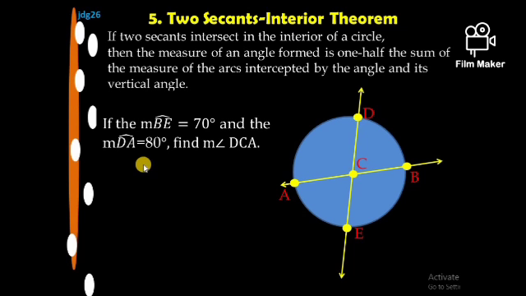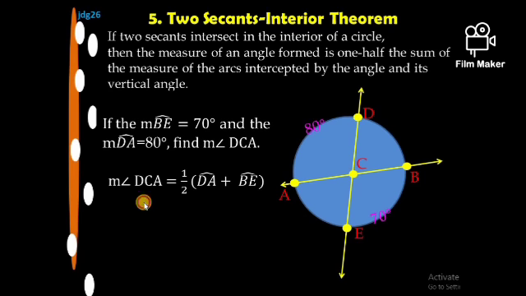Now, let's have some example para magamit natin yung theorem. So, if the measure of arc BE is 70 degrees and measure of arc DA is 80 degrees, find the measure of angle DCA. So, ito ang hinahanap natin. Now, according to the theorem, to find the measure of the angle formed, this is equal to 1/2 the sum of the measures of the arcs intercepted by the angle and its vertical angle.